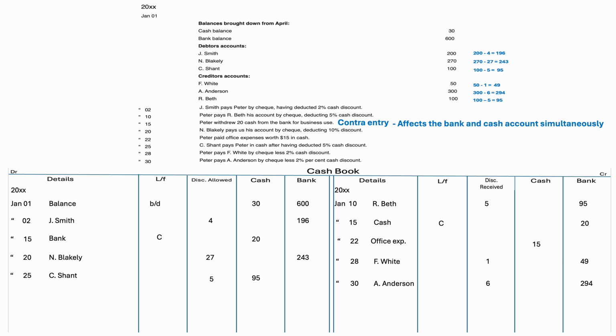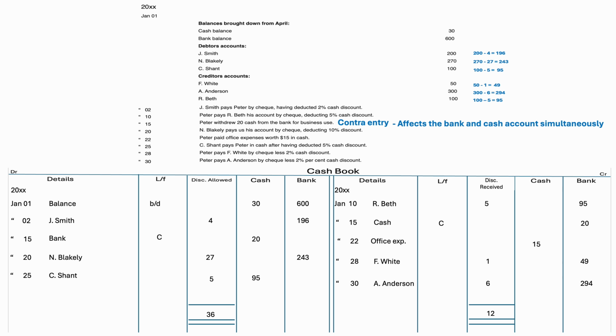Now that all transactions have been recorded, the discount columns are added up. It is important to note that discount columns are just added up and there is no need to balance them off. So the discount allowed total is 36, whilst the total on the discount received column is 12.